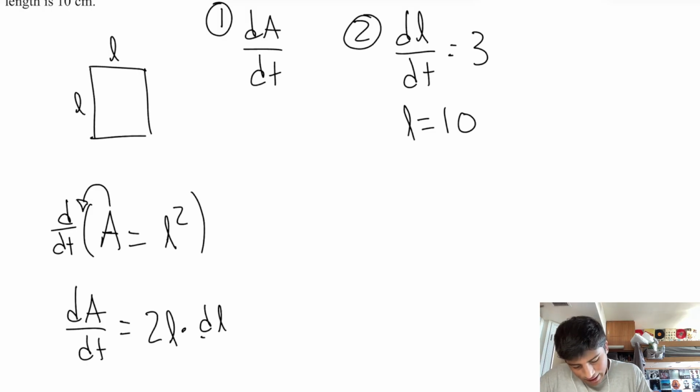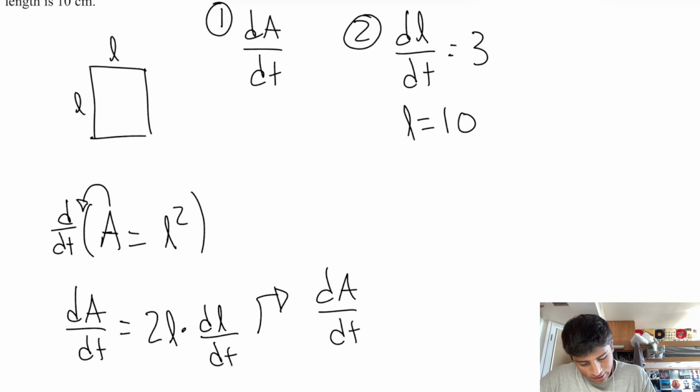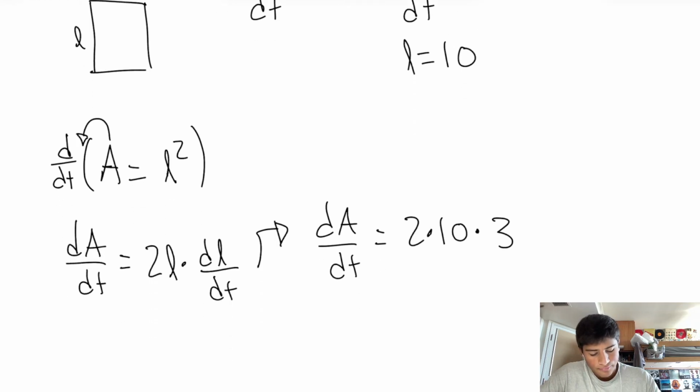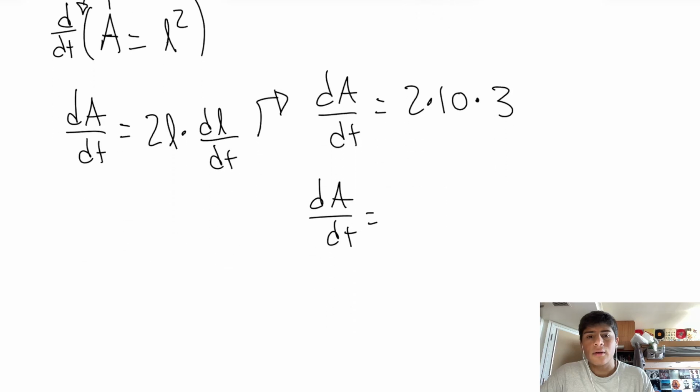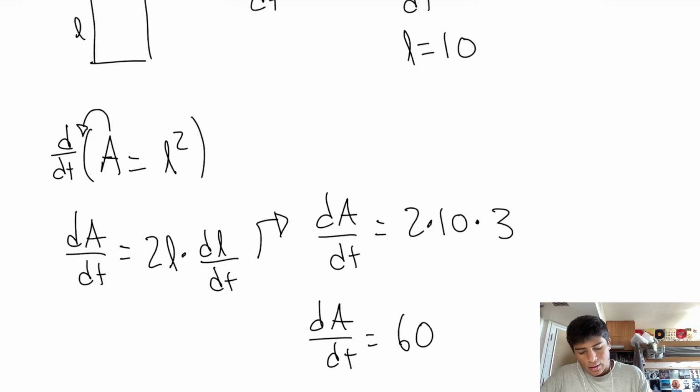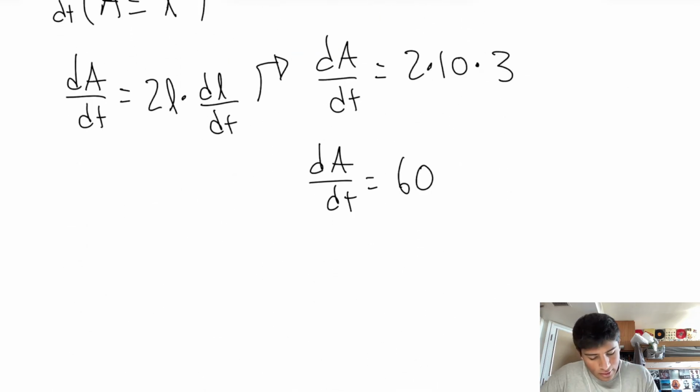2L times dL over dt. We know dL over dt, and we know L. dA over dt equals 2 times 10 times 3. That's just from plugging dL over dt and L into our problem. dA over dt equals 20 times 3, 60. Our units are centimeters squared, because it's area, over seconds, the time.